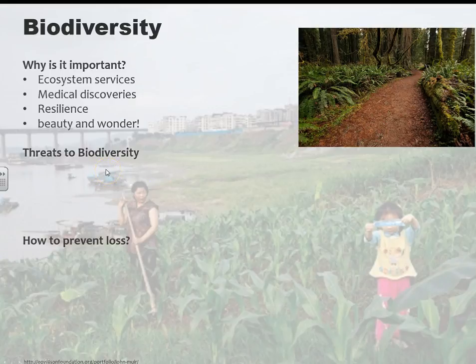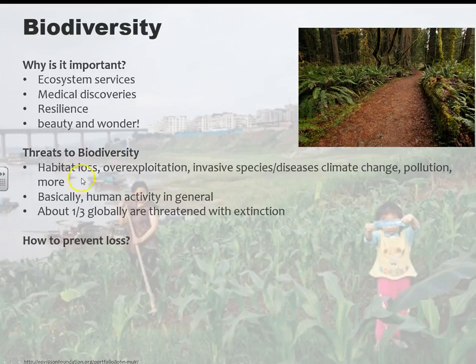So in your reading, they listed a few of the threats to biodiversity. I want you to think about some of the threats that they identified. You think of habitat loss, so think of cutting down a rainforest to put in a farm, or cutting down a forest to put in a neighborhood of houses. Overexploitation, so overfishing or cutting down too many trees. Invasive species is a big problem.